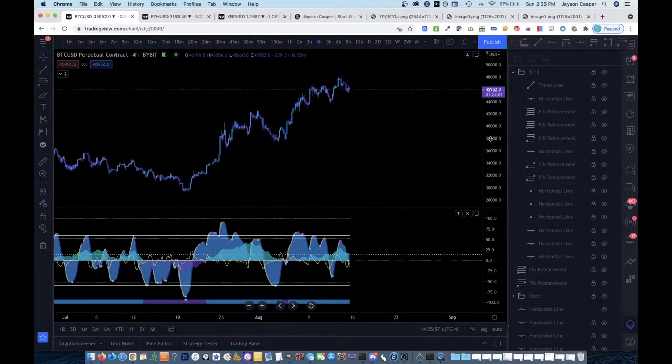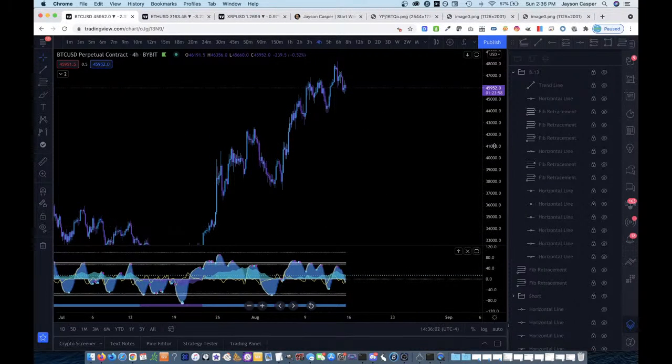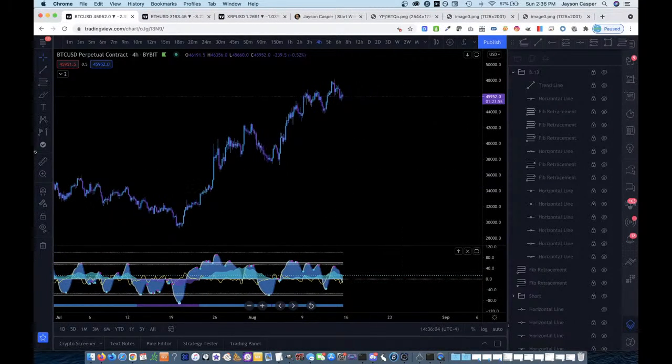So, lest we wax religious, which I am wont to do, as many of you know, let us pull out some fibs. How are we going to pull the fib? What the fib does is it's basically measuring retracements. That's why it's called the Fibonacci retracement tool.